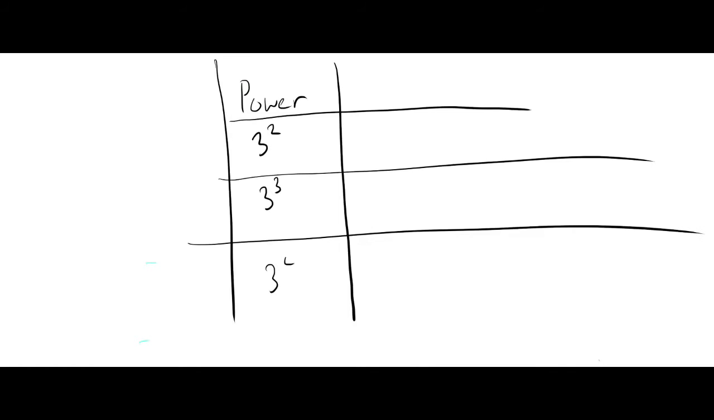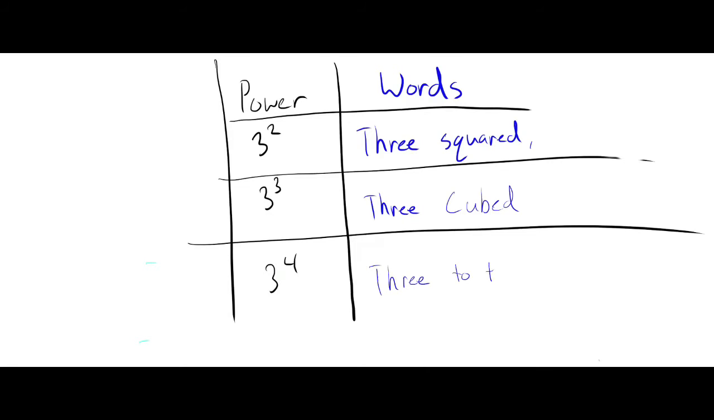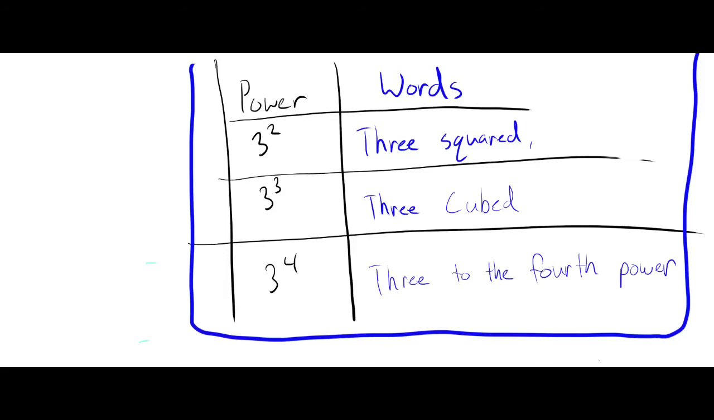So these are the words that go with power. So 3 squared, or 3 to the second power. 3 cubed when it's got a little 3, and then 3 to the 4th power, and so on. 3 to the 5th power, 3 to the 6th power. So when it's got a little 2, it's 3 squared, and when it's got a little 3, it's 3 cubed.